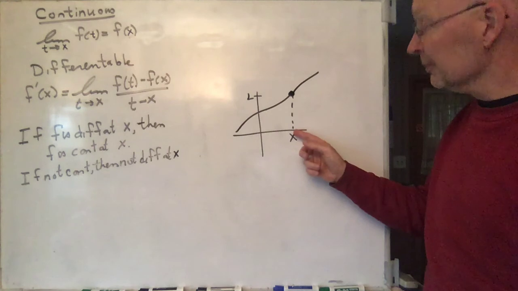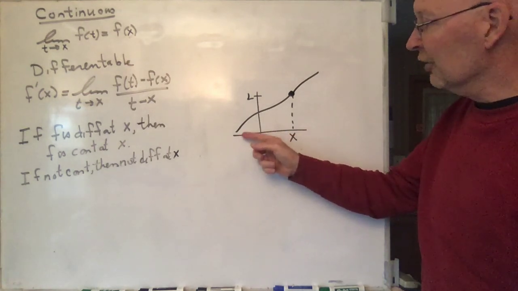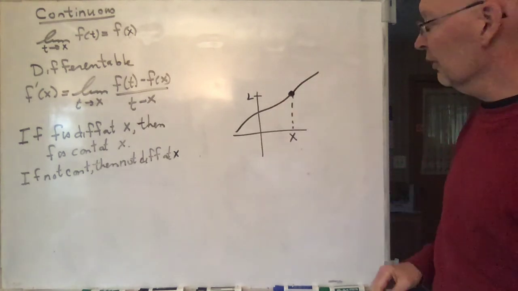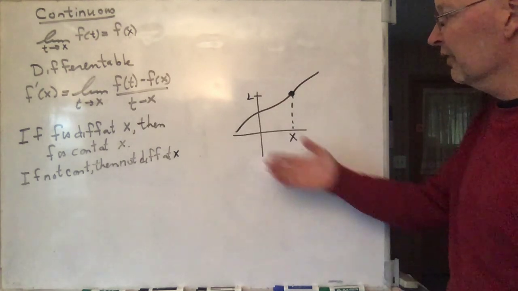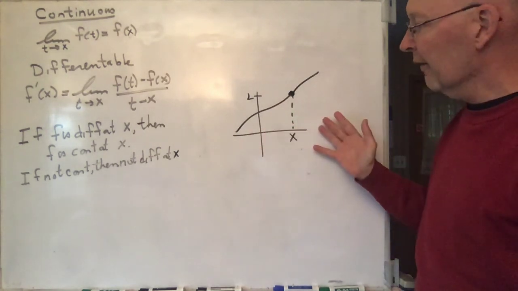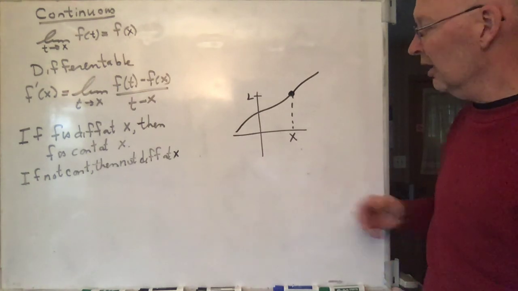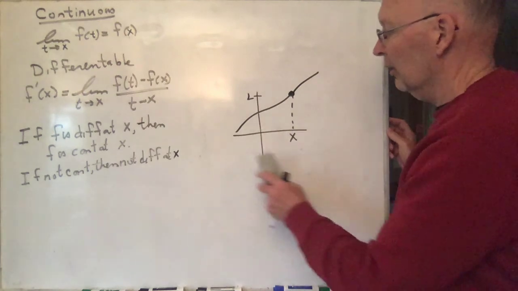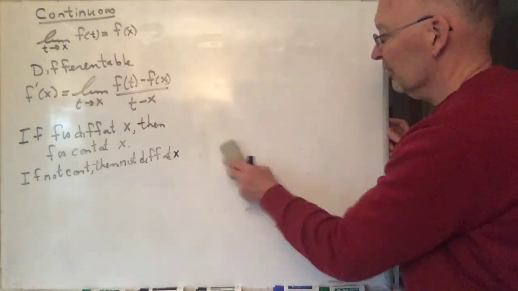continuous at that point. And if it's continuous at all the points in a particular interval, then we say it's continuous on that whole interval. If it's continuous on everything in the whole domain of a function, then we say it's a continuous function. So that's the reminder of what it means to be continuous.